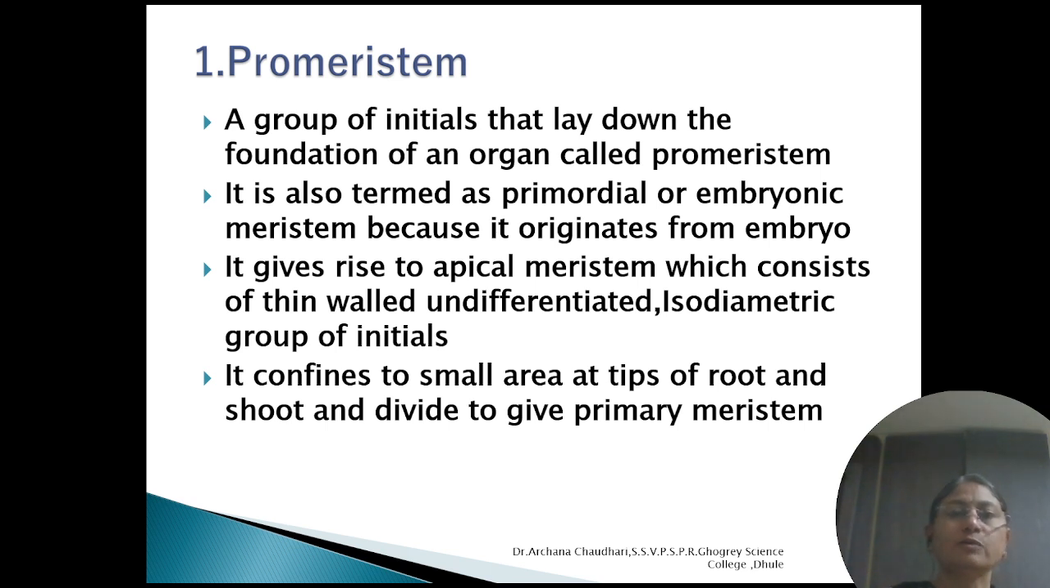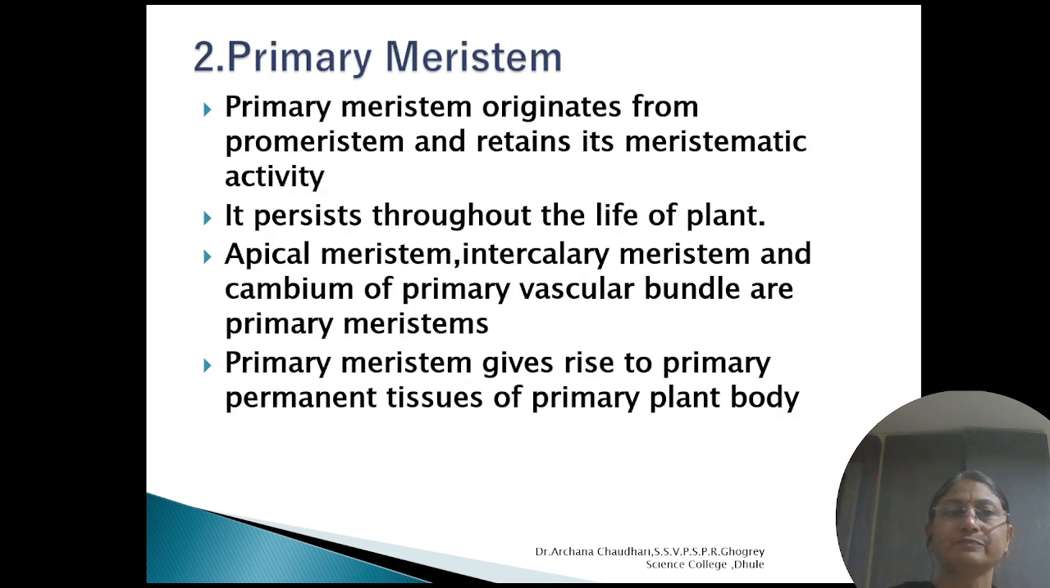Promeristem: a group of initials that lay down the foundation of the plant organ is called promeristem. It is also termed primordial or embryonic meristem because it originates from the embryo. It gives rise to the apical meristem, which consists of a thin-walled, undifferentiated, isodiametric group of initials. It is confined to a small area at the tips of root and shoot and divides to give primary meristem.